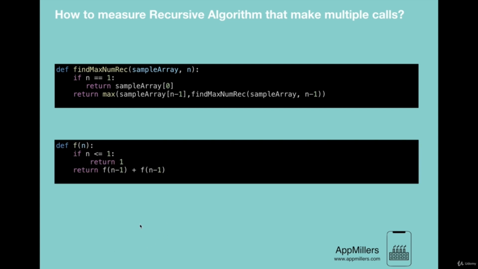Here, we have a function which takes an integer as a parameter. In the first condition, we check if n is less or equal to 1, then we return 1. If n is greater than 1, then we call this function with n minus 1 twice and sum their return values. This function is similar to the function that we discussed in previous lecture, but the only difference here, this function calls itself twice.